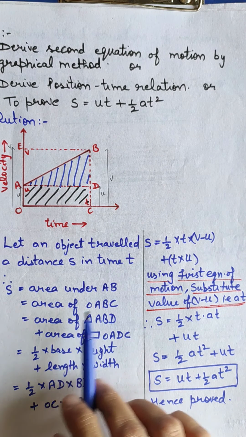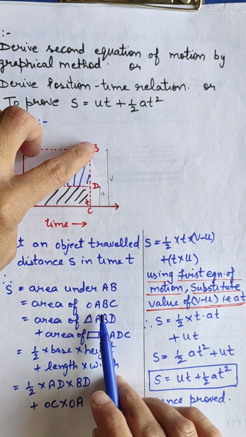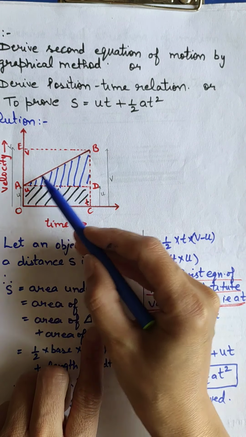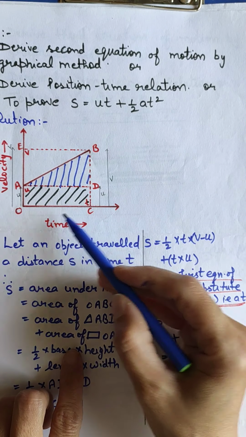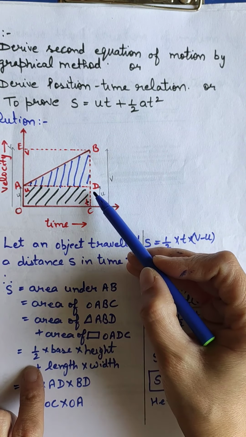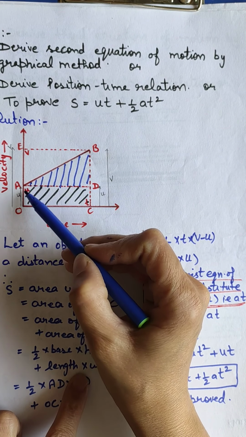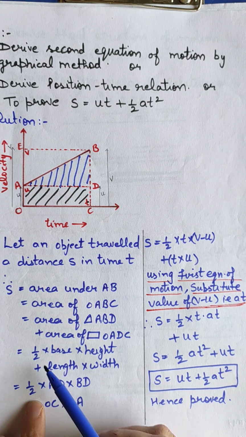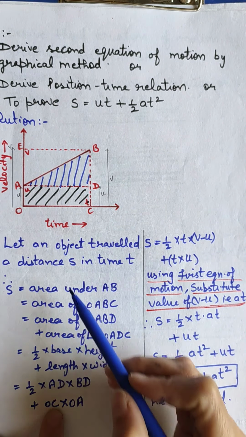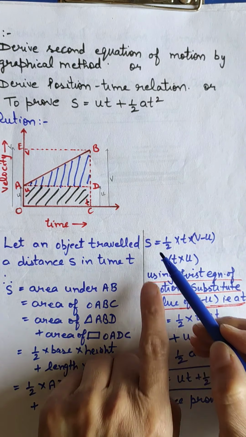So, we will write area under AB, total area OABC. It can be bifurcated as the area of triangle ABD and the area of rectangle OADC. Now, the formula of area of triangle is half into base into height. In case of rectangle, the formula of area is length into breadth. So, we will write these things. Half into base, which is AD, into height, which is BD. Plus, in case of rectangle, it is OC into OA. We will put the values.